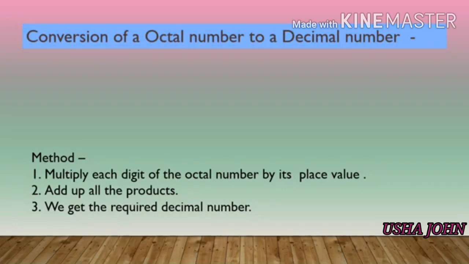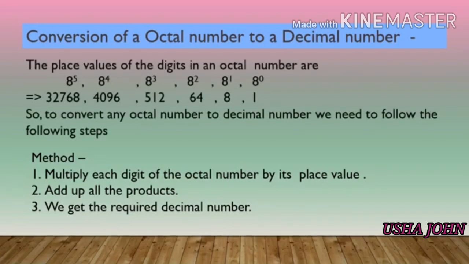It is not in your portion, but you should know the place value of each digit in octal numbers is the same idea, 8 power. The octal number base is 8. That's why we write 8 power 0, 8 power 1, like that, till 1, 8, 64, 512. 8 power 3 is 512. So to convert any octal number to decimal number, we need to follow these steps.